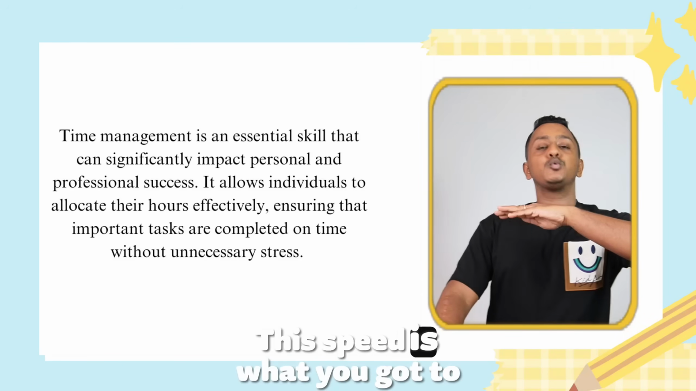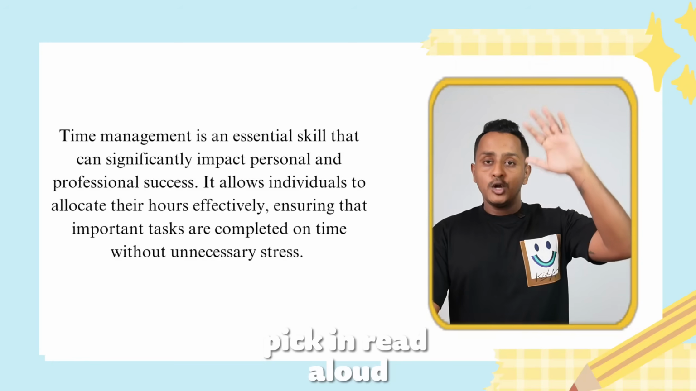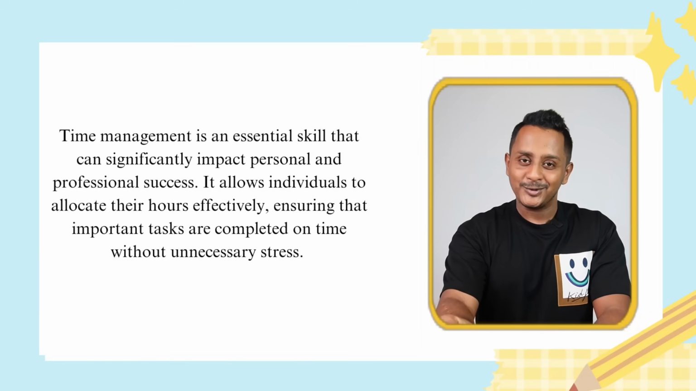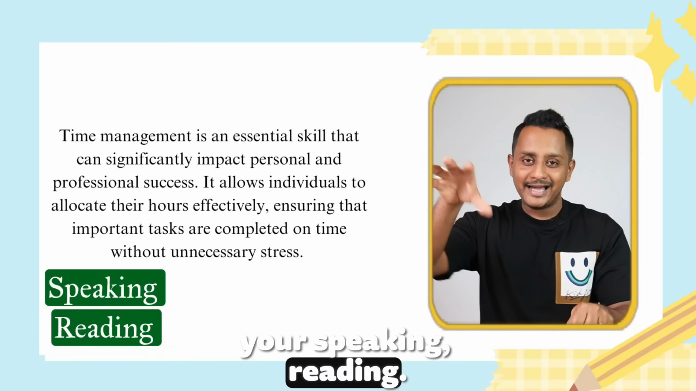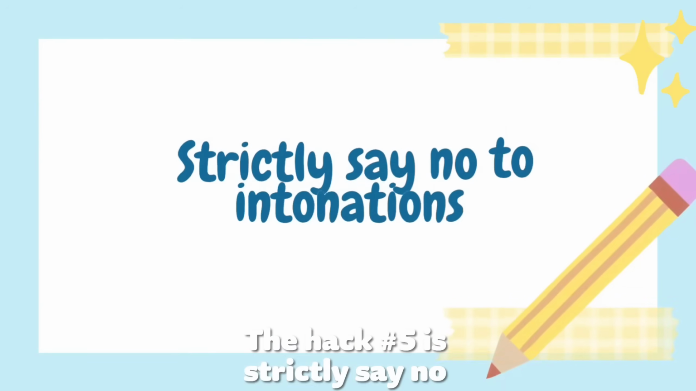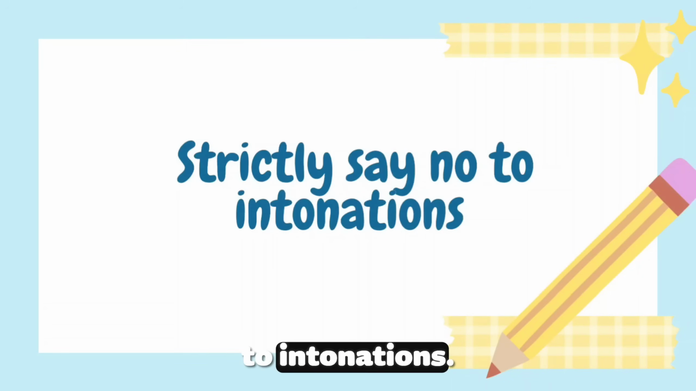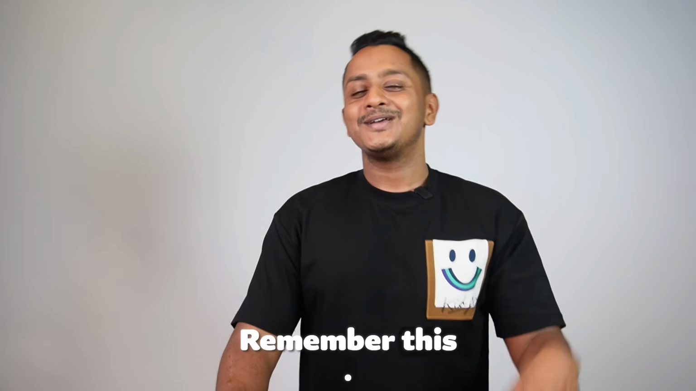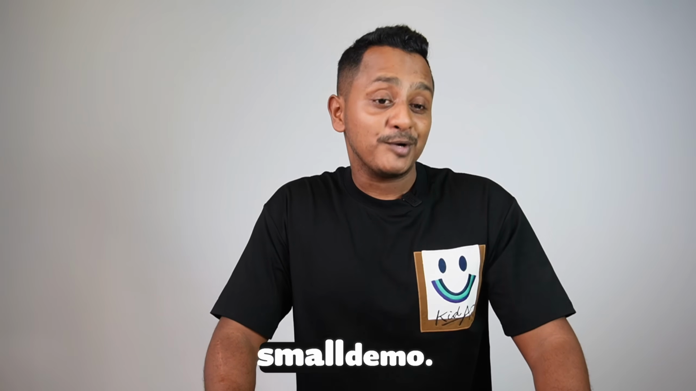This speed is what you got to pick in Read Aloud and throughout your speaking section for an excellent score in your speaking, reading, and listening. Remember this. The hack number 5 is strictly say no to intonations. You intonate like this, marks completely gone case. Remember this. So what is this intonation? Let me just show you a small demo.